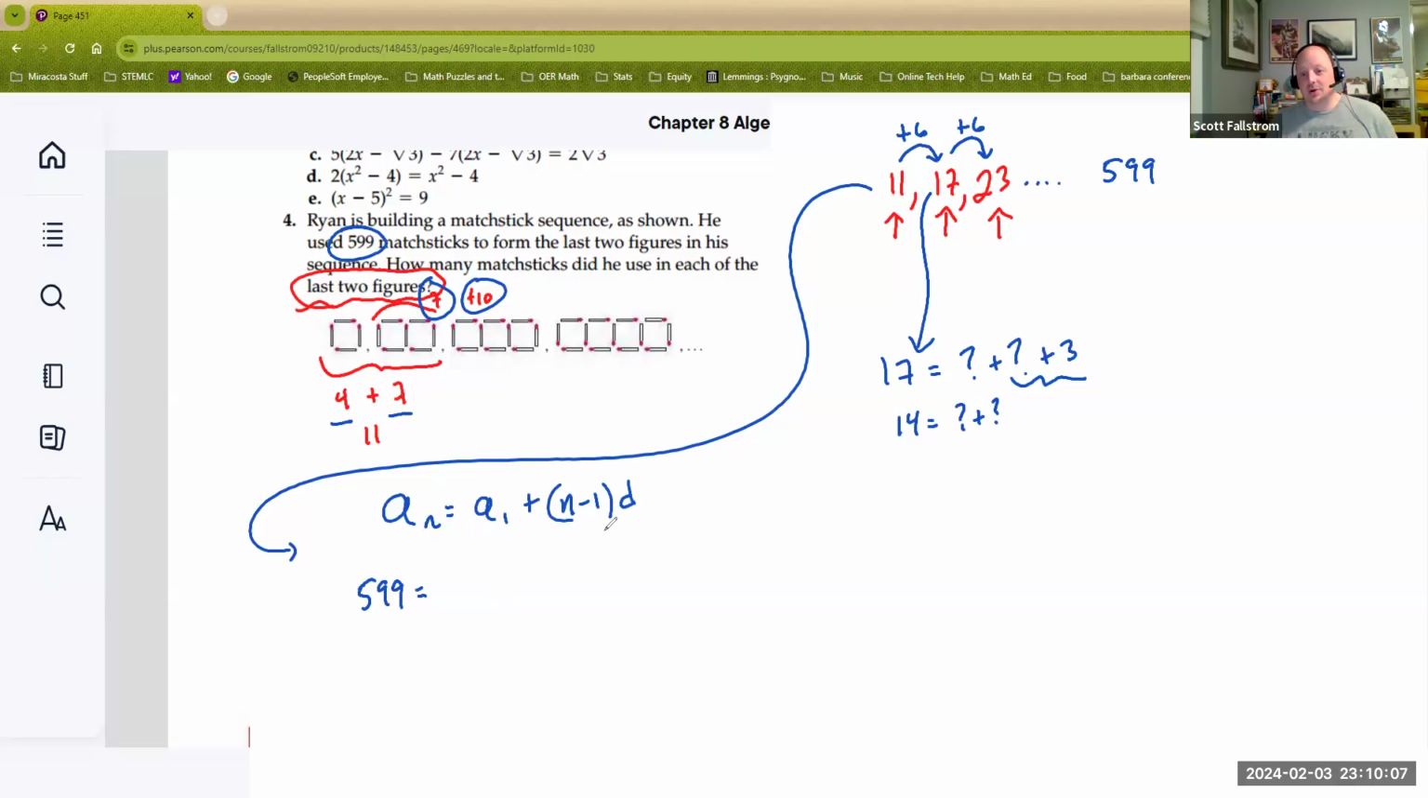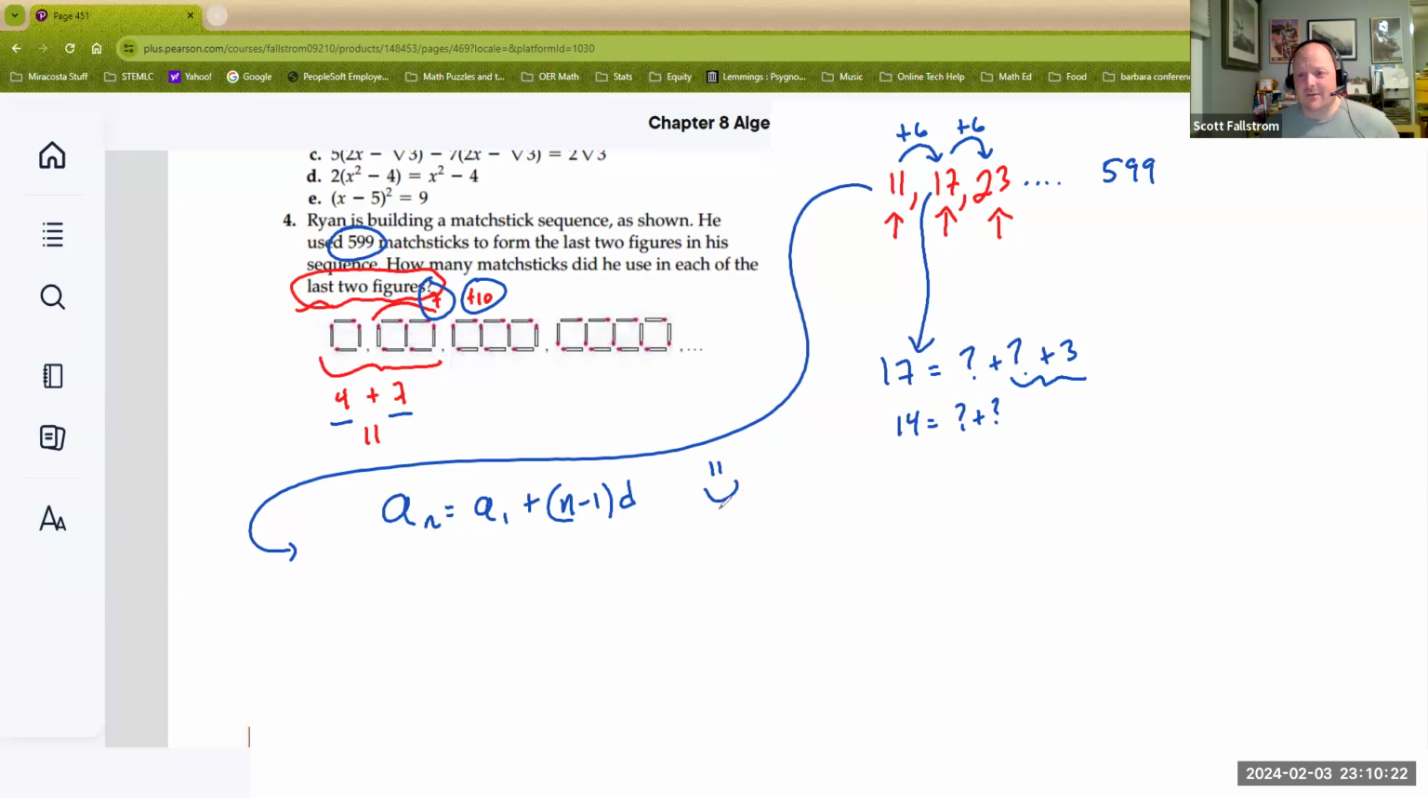And so we can see how many terms that is, I guess, if we wanted to. But I'm gonna wait on that. Let me just see here. Okay, because what I want to do is, if it is 599, actually, I may not even need this.